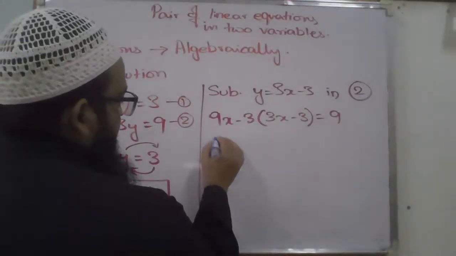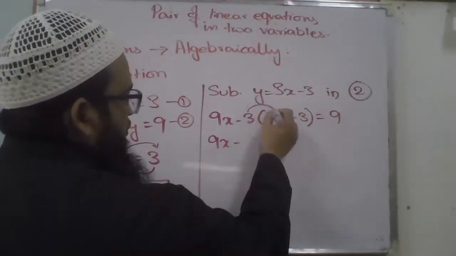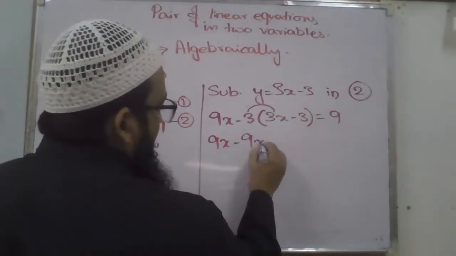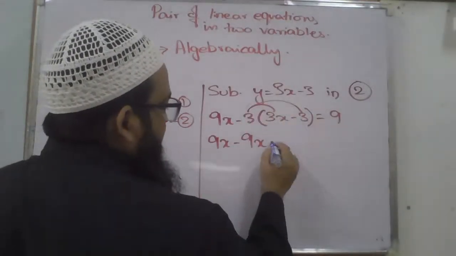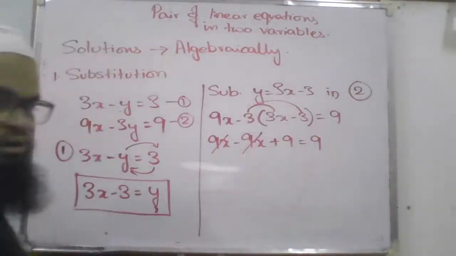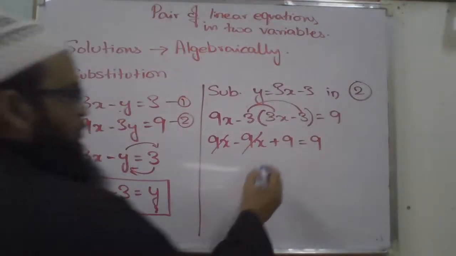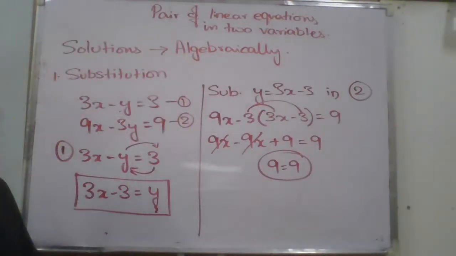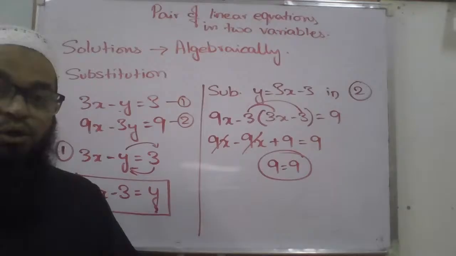Now it is 9x minus 3 times 3x, that is 9x, and minus 3 times minus 3 is plus 9, is equal to 9. 9x minus 9x get cancelled. So what is left out? 9 is equal to 9. So do you have any variable left out to find out? No.